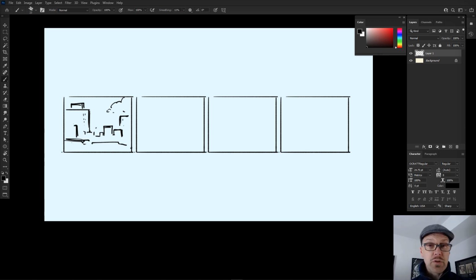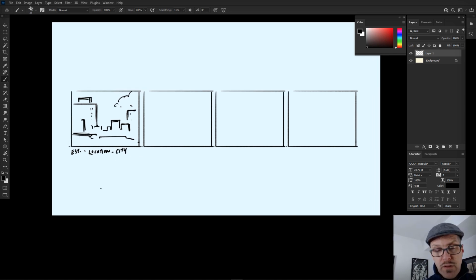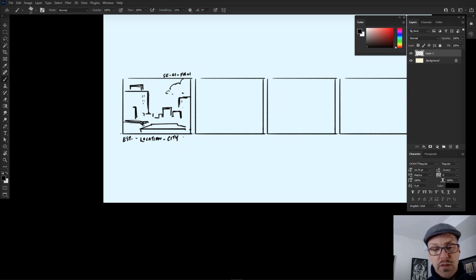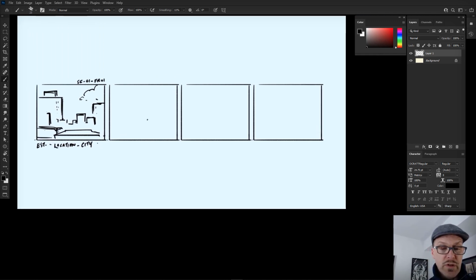Usually in most scenes when you're creating something, you're going to do a location shot. That'll be your establishing shot. So now we know where we are. City. And usually I'd call that scene 1, frame 1. Anytime a scene switches, say it goes into the interior of a bedroom, then that would be scene 2. But we're in scene 1, which is going to be an exterior of some generic city.